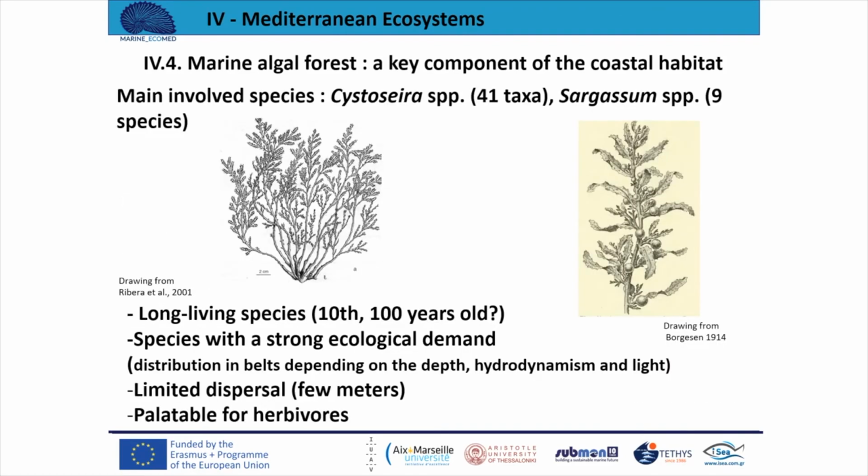In the Mediterranean Sea, these marine forests are made by Cystoseira species, which are around 40 taxa, and the Sargassum species, which are long-living species. They are species with a strong ecological demand, which means that their distribution is in belts depending on the depth, hydrodynamism, and light. They have a limited dispersal, a few meters, because of heavy gametes, which are not floating, and they are very appreciated by herbivores.